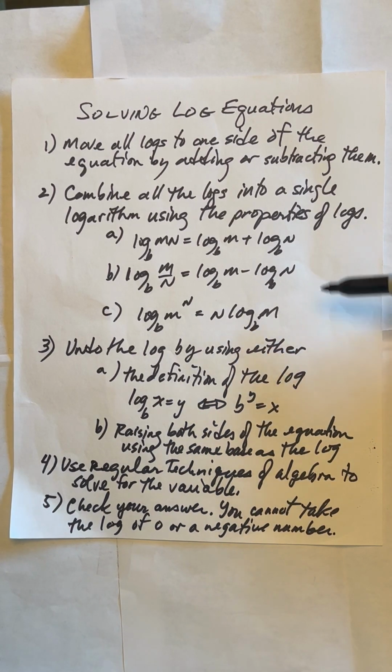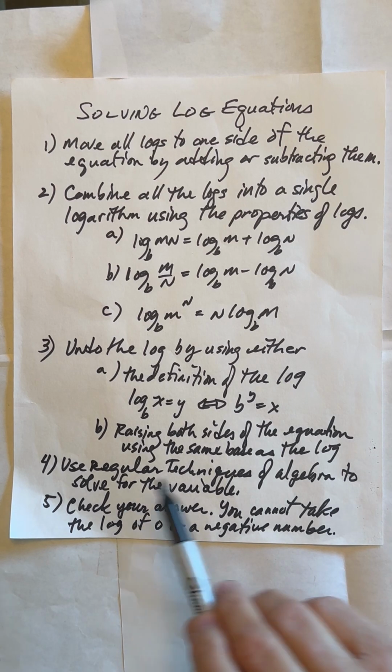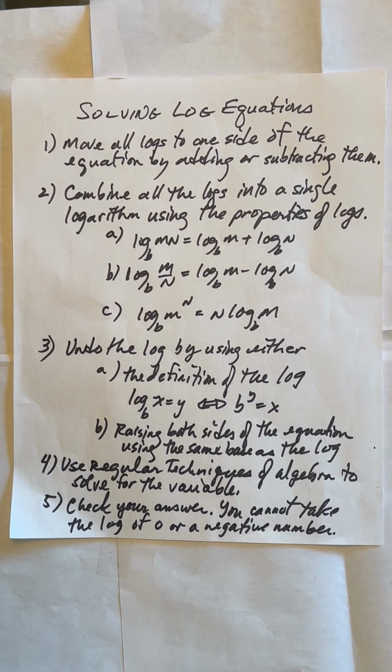And then once I have one single log, I undo the log either by using the definition of the logarithm, which I provide here, or theory, where I raise both sides of the equation by using the same base as the log. And then finally, once the log has been undone, you just use regular techniques of algebra to solve for the variable. And then of course you want to check your answer. You can't take the log of a negative number or a log of 0. Let me just mention why that is.